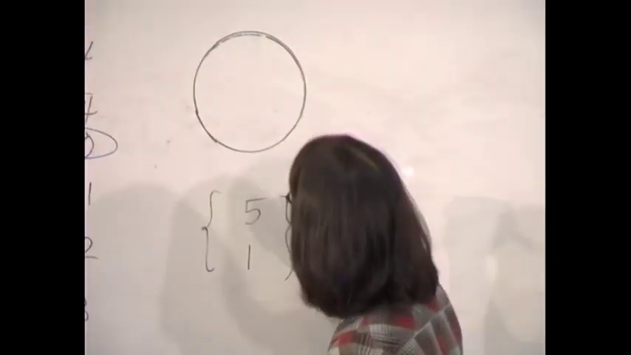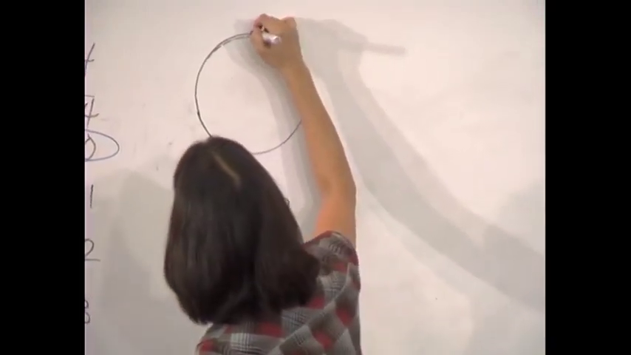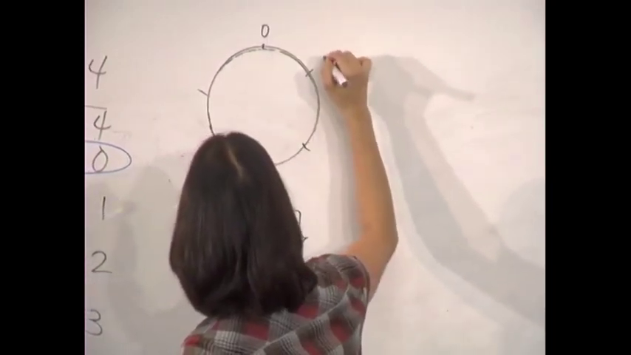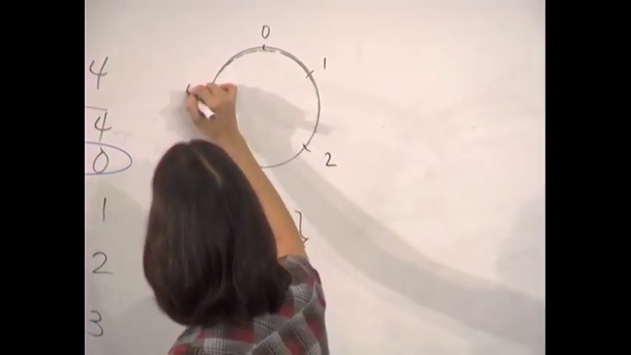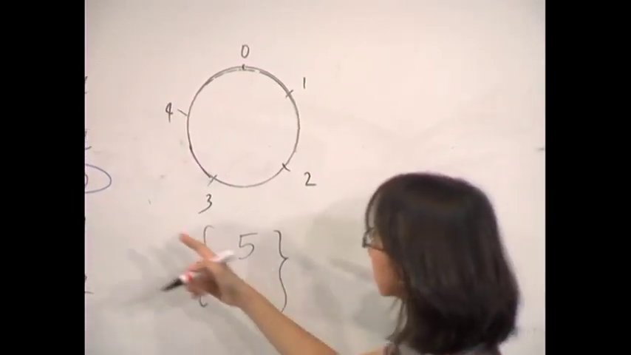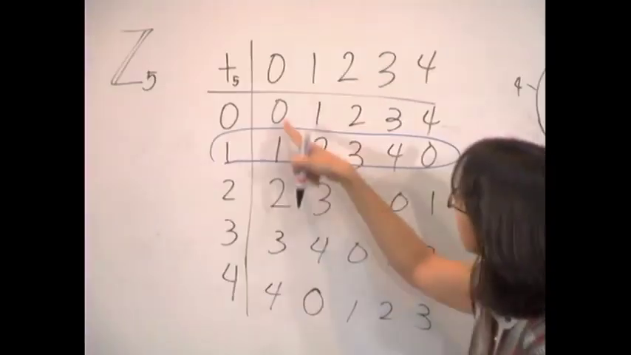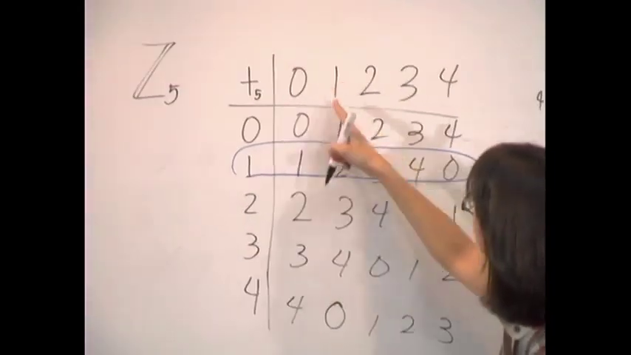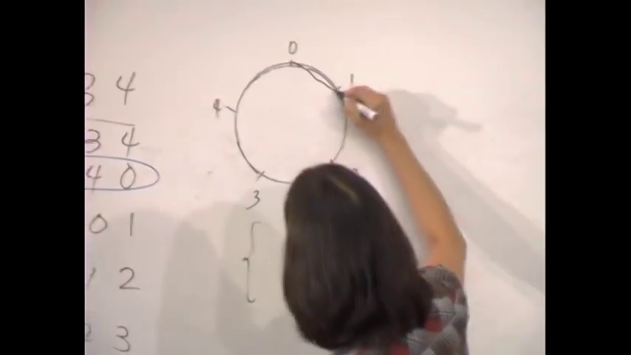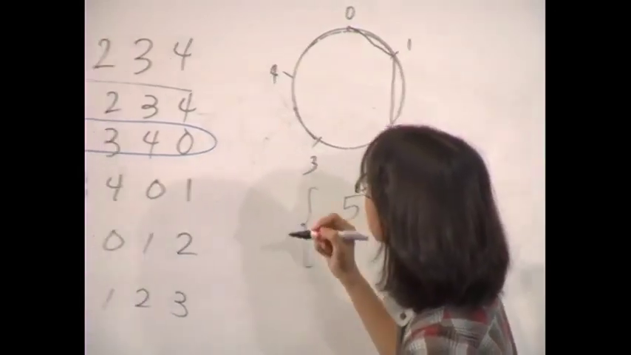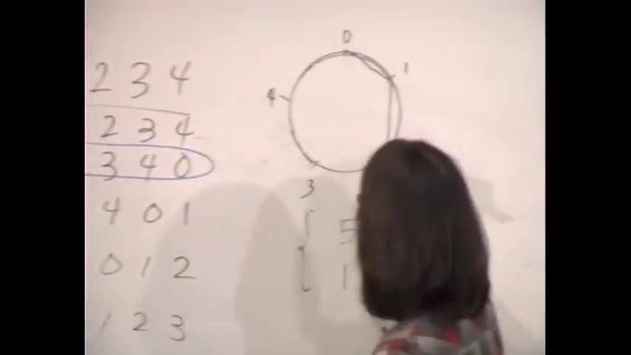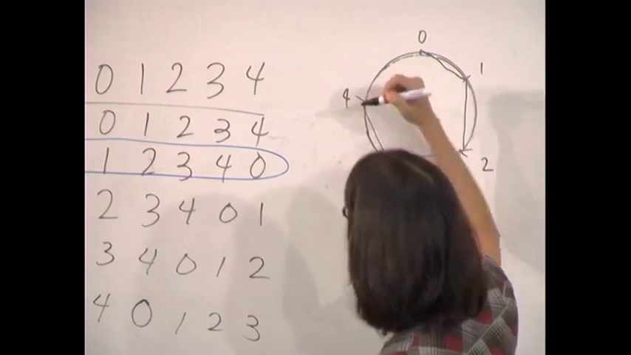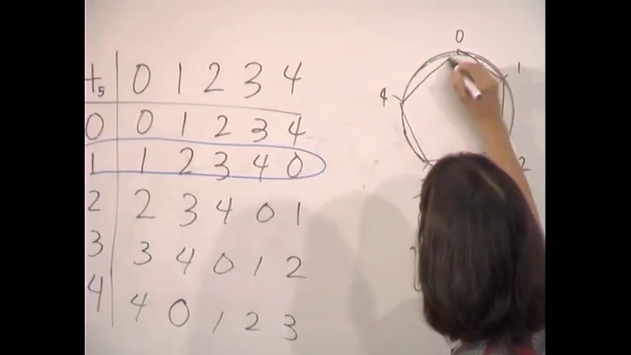So we have 5, so I have to mark 5 points here. This would be 0, 1, 2, 3, 4. All right. Look at this table. I connect 0 to 1. Next, I connect 1 to 2. Next, 2 will be connected to 3. 3 will be connected to 4. And 4 will be connected to 0.